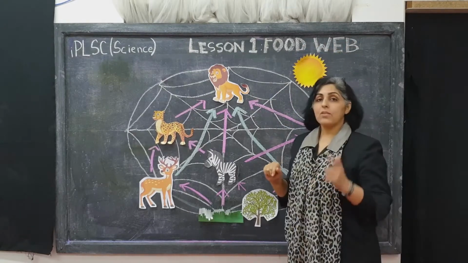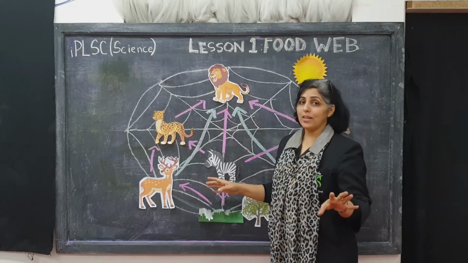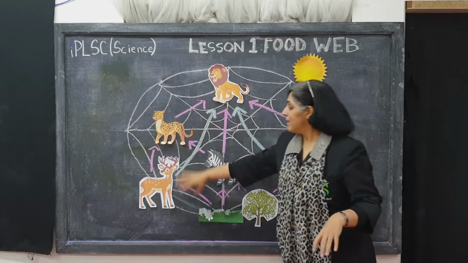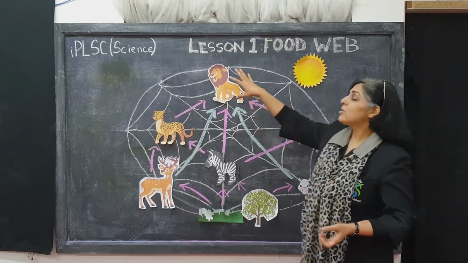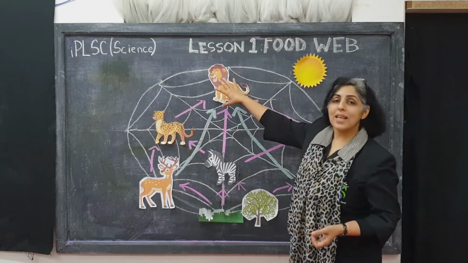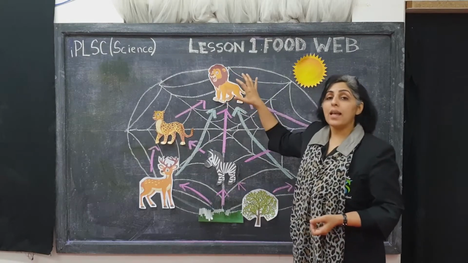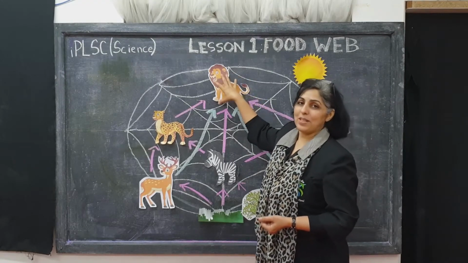Okay, now take a look at this. This lion over here is ruling all. The lion is eating up everything and everybody that's coming its way. It's at the top of all the food chains. In this case, we call the lion an apex predator because it's the ultimate predator over here.